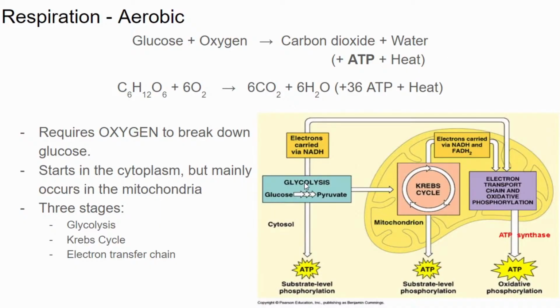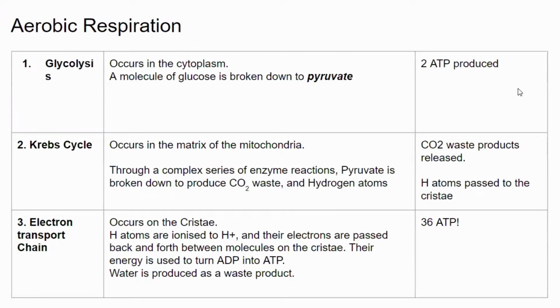So we have glycolysis here in the cytoplasm or the cytosol. This is where glucose is broken down to pyruvate. The pyruvate then enters the mitochondria, where it passes through the Krebs cycle and then onto the electron transport chain. But I've got another slide with a bit more detail. So, as I said, glycolysis occurs in the cytoplasm. This is where a molecule of glucose is broken down to pyruvate. And in the process, 2 ATP molecules are produced. So for every molecule of glucose, 2 ATP molecules are produced.